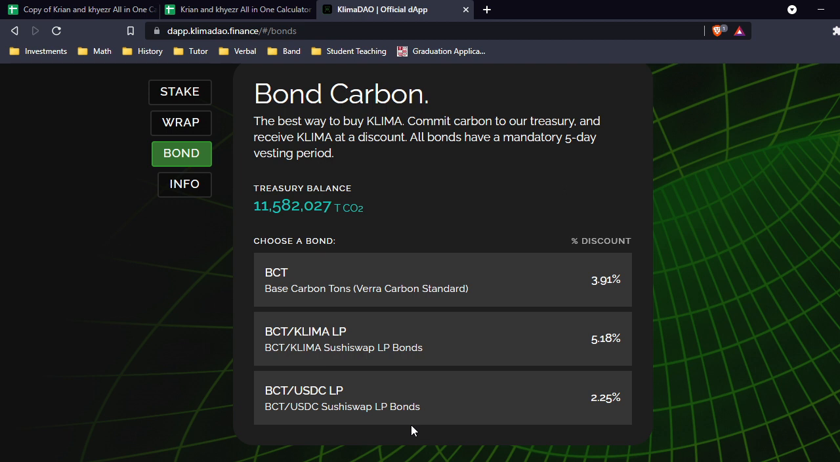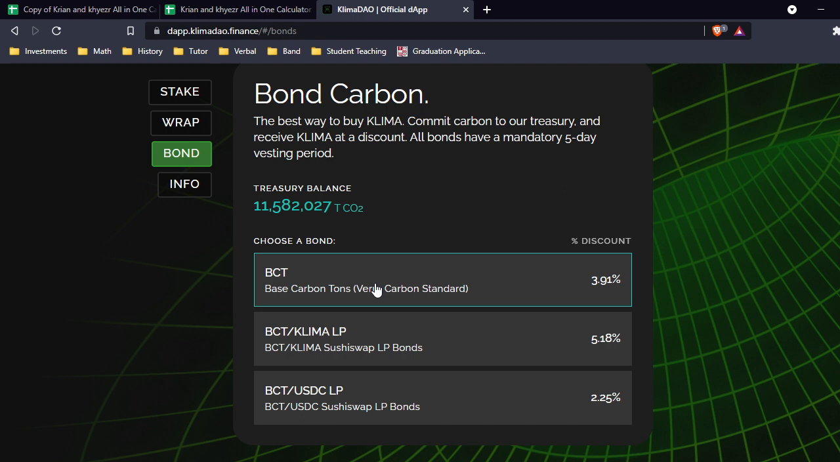So this video is going to try to explain simply what bonding is, when one should bond, when one should not bond, and how to calculate all that. So if you go to the DApp and to the bond subsection, there's going to be three options to bond. We're just going to focus on what are called naked BCT bonds. This might be another video. I just want to keep it very simple.